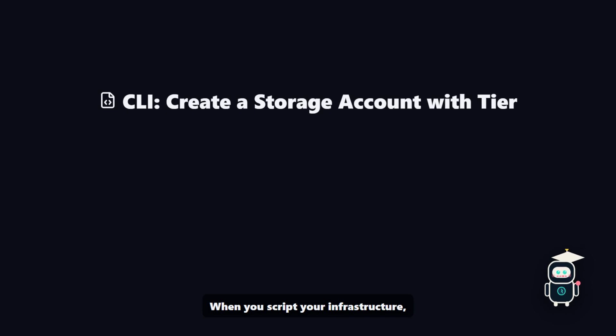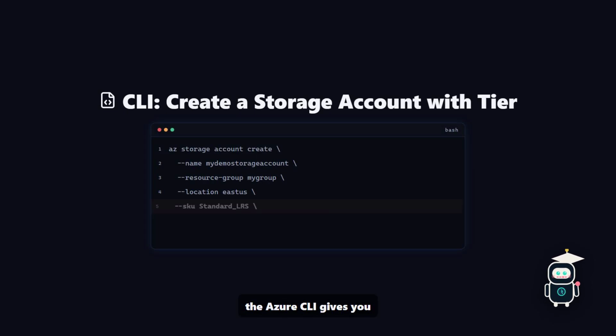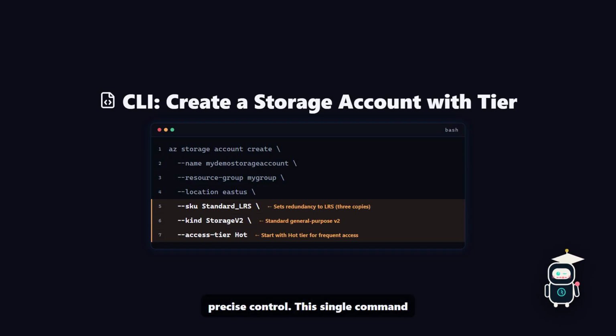When you script your infrastructure, the Azure CLI gives you precise control. This single command spins up a standard V2 storage account with LRS redundancy and the hot access tier. The critical flag is access tier, which stamps the default tier on every blob that lands here. Choosing hot here means your blobs start at the readiest, most expensive tier. You can later move individual blobs to cool or archive using lifecycle management without retyping the whole account.